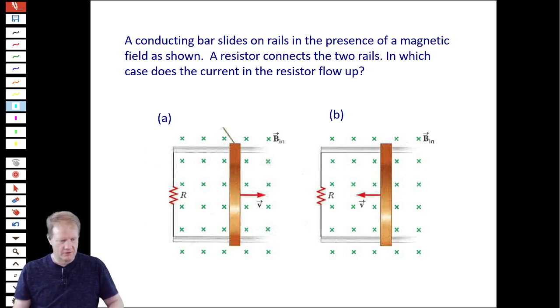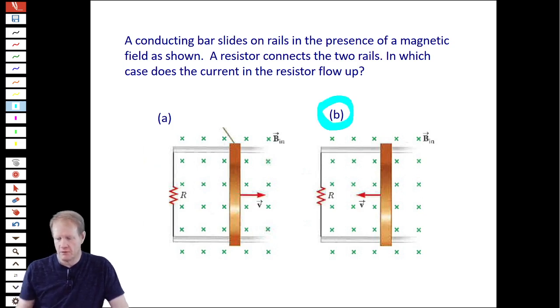So a conductor slides on rails in the presence of a magnetic field as shown. A resistor connects the rails. In which case does the current in the resistor flow up? And the answer is B.